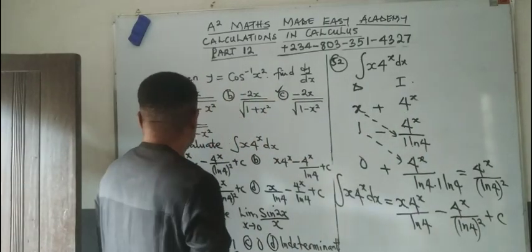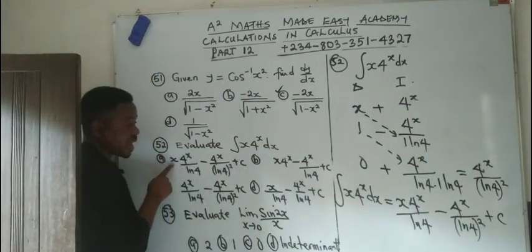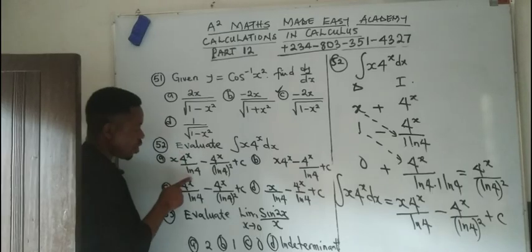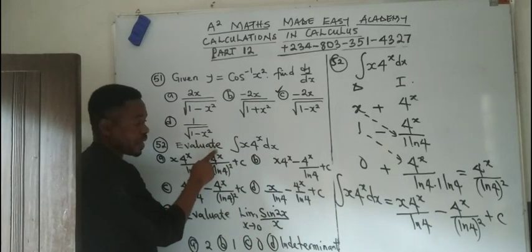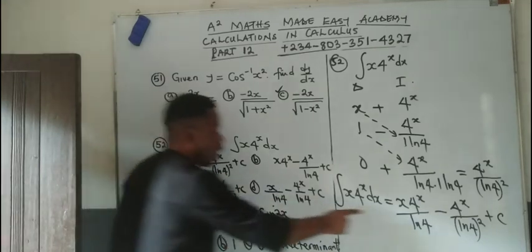Can we now look at the options? Option A says x times 4 raised to power x all over log 4, minus 4 raised to power x all over log 4 all squared.